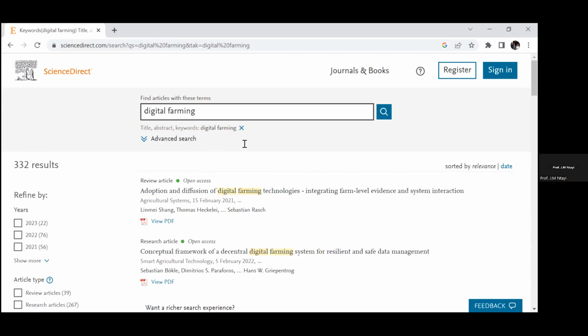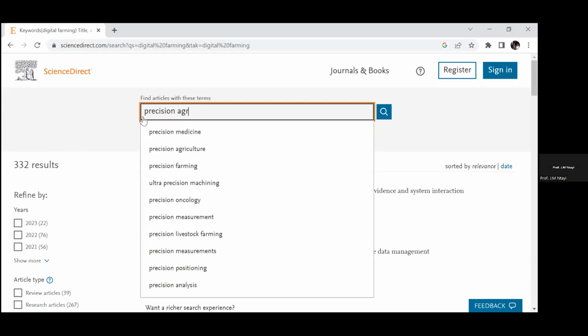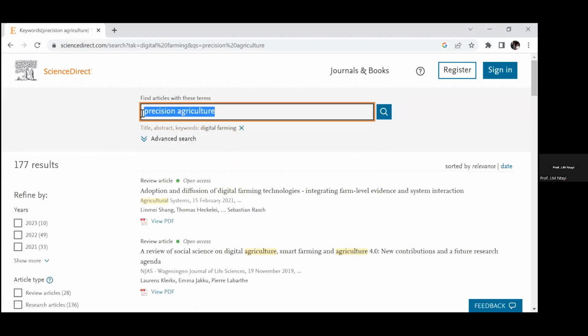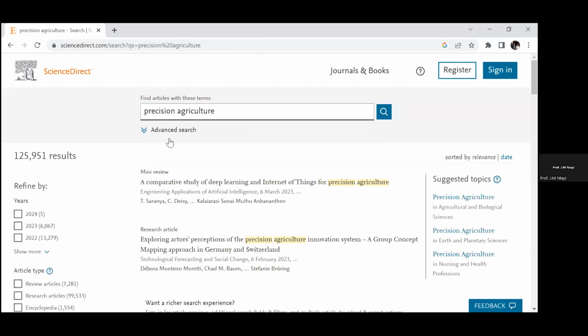Precision agriculture. I hope that's the right spelling for precision. Now, precision agriculture. Remember, here I already have some restrictions, so I have to first remove all of them. When I remove them, you see what I have. This is what I have.